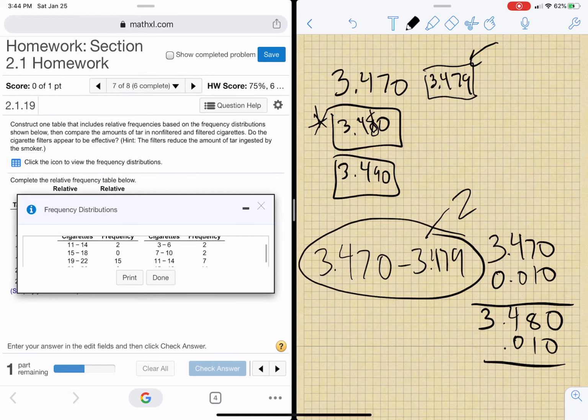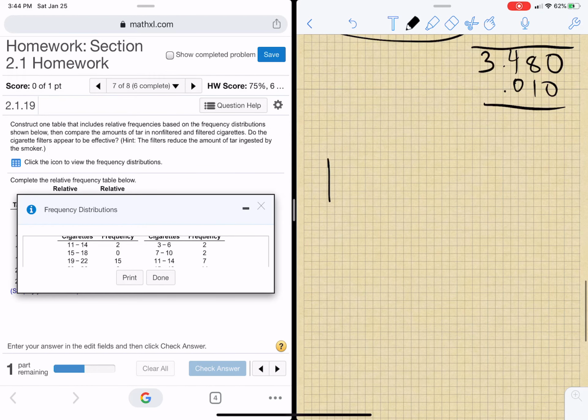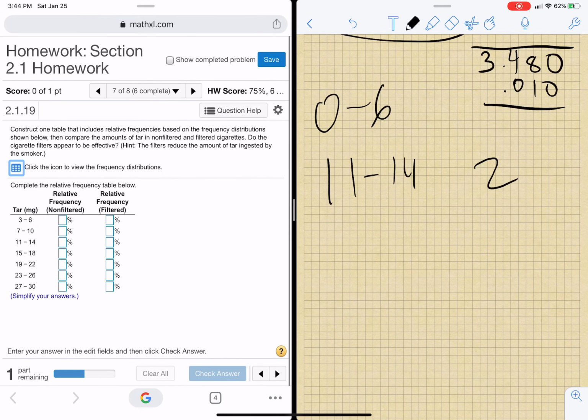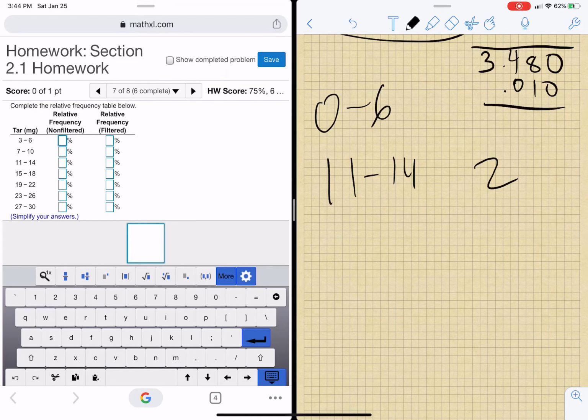So I'm looking for, okay, non-filtered. It doesn't look like there's any from 0 to 6. You see there's an 11 to 14. 11 to 14 is the smallest amount of tar. And there's 2 there, but there's none from 0 to 6. So what that means is over here, that's going to be 3 to 6, there was none. So there's 0 there. Okay, the lowest was 14 to 17, so I know that's a 0. This is a 0.